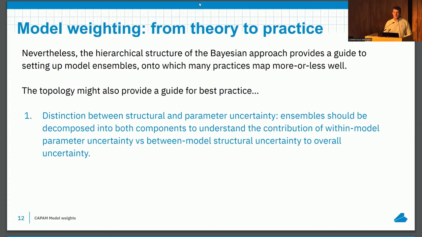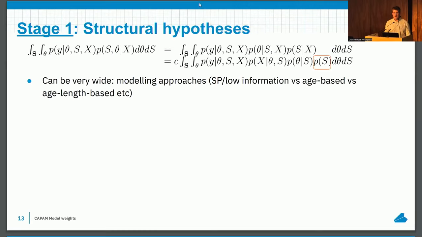I think the first useful distinction for me that came from that is really to make a distinction between structural and parameter uncertainties in ensembles, and to say these are perhaps two ensembles really, and the parameter ensemble should be viewed differently from the model ensemble. So I just wanted to briefly go through each of the stages and provide a little bit more background to that, and map some of the current practices on that.